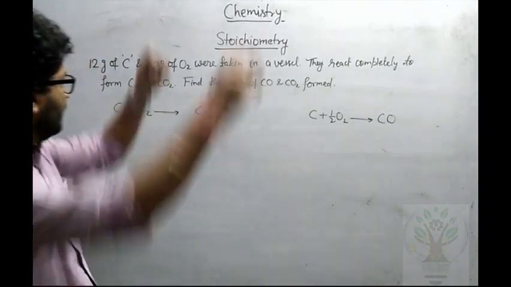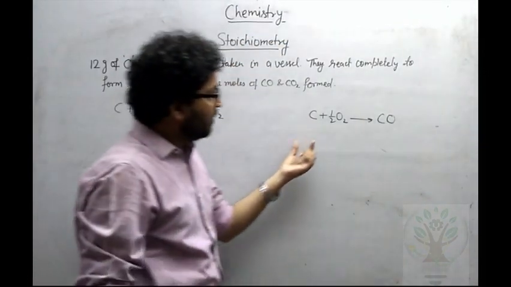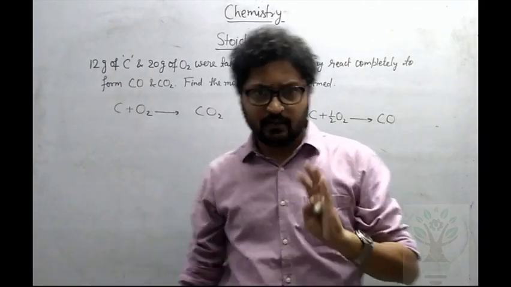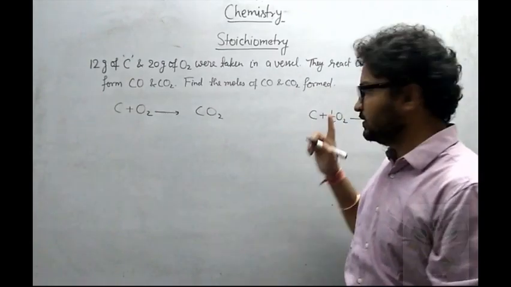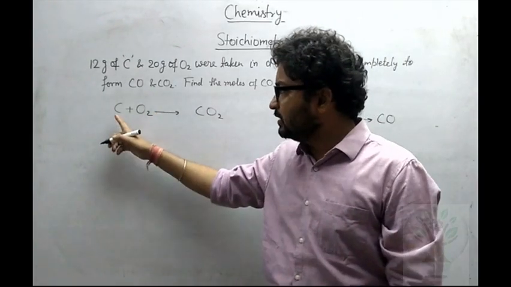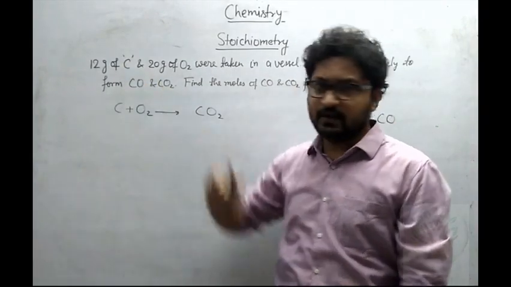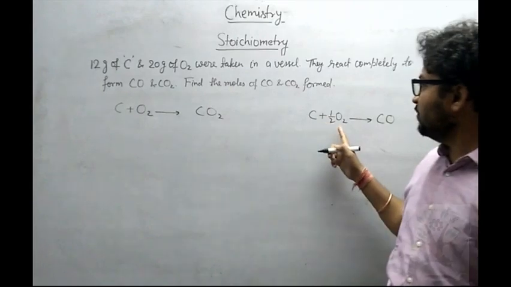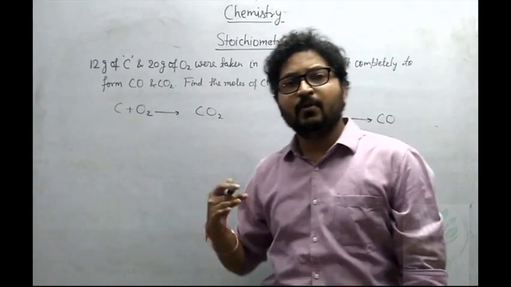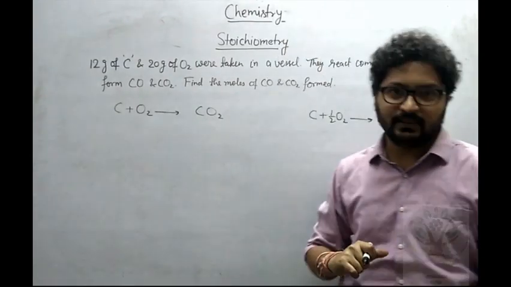Let's see one more time. Some amount of carbon will be consumed here and some amount of carbon will be consumed here. I hope you are getting this. But amount consumed here plus amount consumed here will be how much? It will be 12 gram. Now some amount of O2 will be consumed here and some amount of O2 will be consumed here. But total amount will be how much? 20 gram.